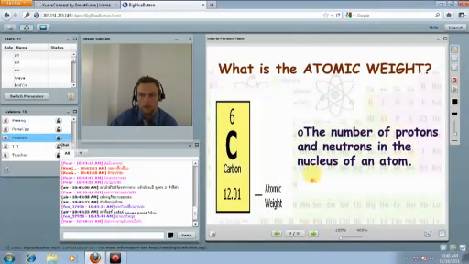Move on here. The atomic weight, so number of protons and neutrons in the nucleus of an atom. So protons plus neutrons. Okay, so in this case, carbon, as we talked about before, has 6 protons and 6 neutrons.